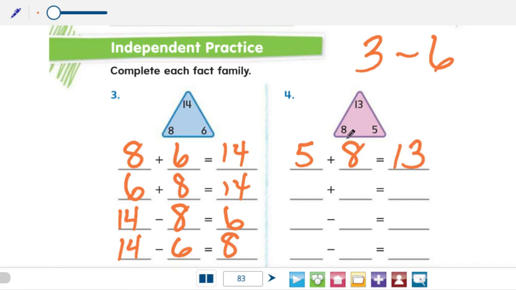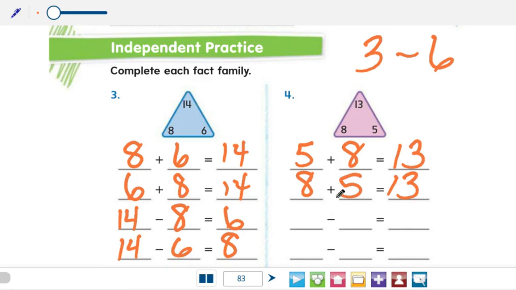Now I need to switch it around. So I'm going to start with my 8 and add my 5 going across the addends. And then I'm going to go up to my 13. And again, just like the first problem, if you did these in the opposite order, if you started with 8 plus 5 equals 13, that's okay. It's okay as long as you have two different facts here.